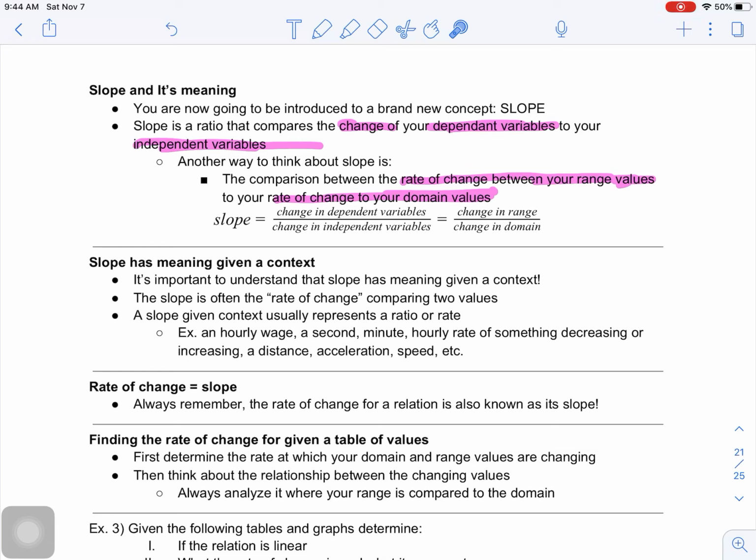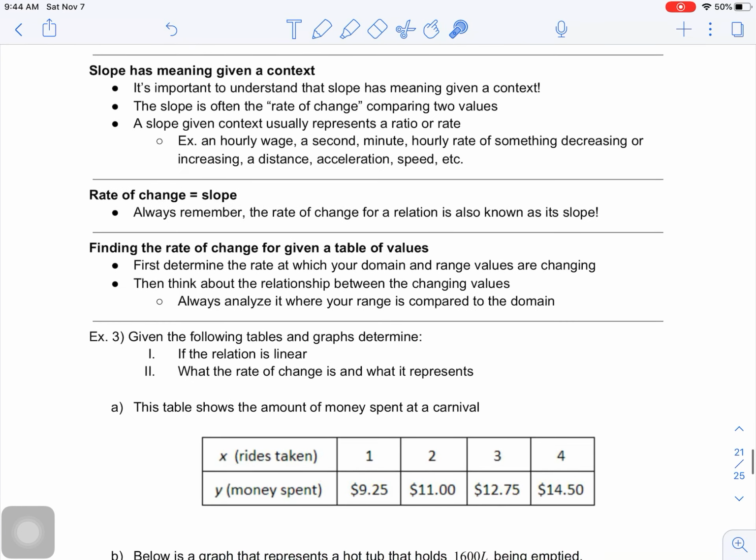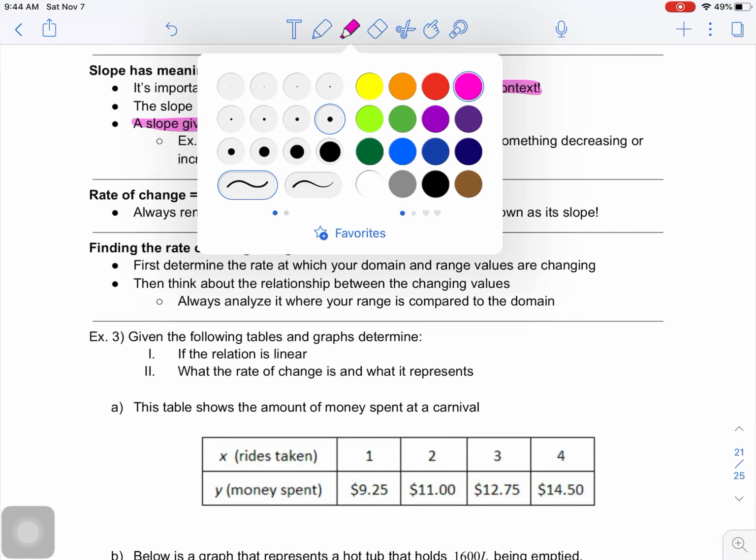So if you can determine what the change of your range is, you simply divide it by the change of your domain. Now something to understand: when slope is in a context, it has meaning. So it's important to understand that when a slope has meaning, it's given context. I kind of just repeated myself, but it's really important. And what you have to do, at least in this chapter, is determine contextually what the ratio represents.